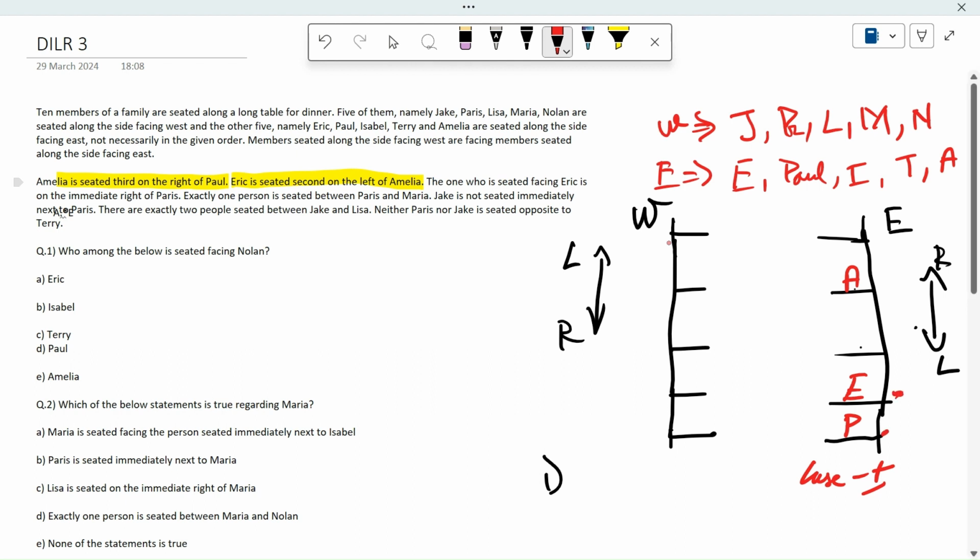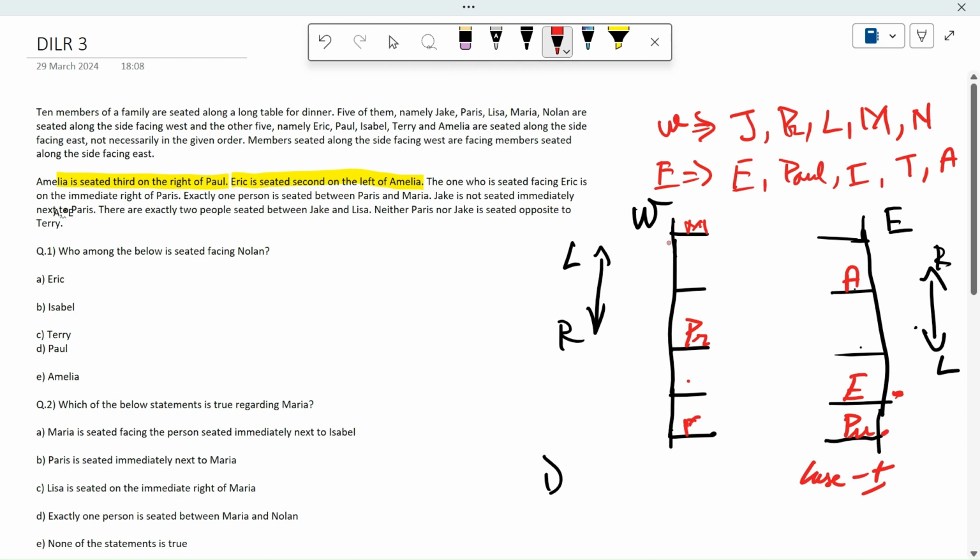Okay. The one who is seated facing Erica is immediately right of Paris. So the one who is sitting here is on the right of Paris, so Paris will be somewhere here, on the immediate right. So Paris is here. This is PR and this is Paul. Next, exactly one person is seated between Paris and Maria. So Maria could be in this position, or Maria could be in this position.